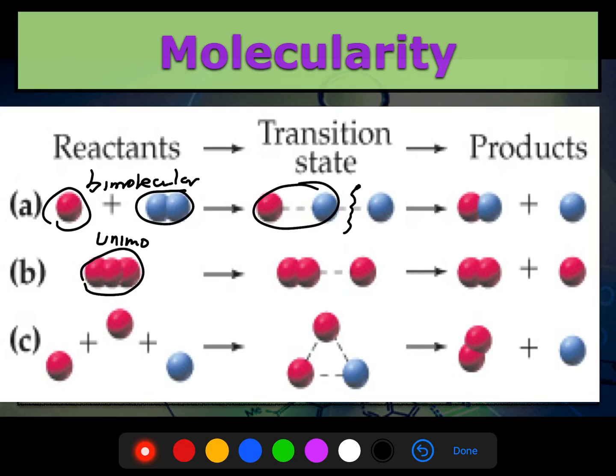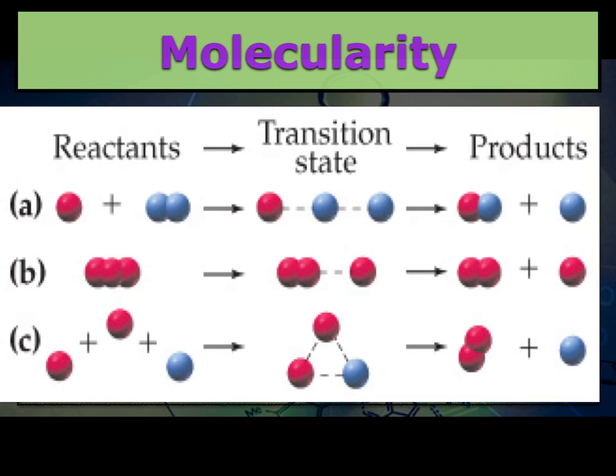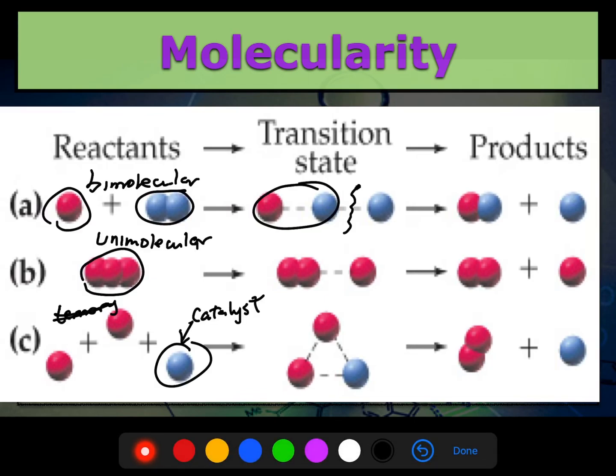For B, now we're looking at unimolecular. Now they show one particle. It doesn't have to be one particle, but what happens in a unimolecular reaction is that we're waiting for something to happen that changed for this particle, and then it can break apart. And in the third, the blue maybe represents a catalyst. And then this winds up being ternary. Not ternary, I'm sorry, I'm thinking proteins here for a second. That doesn't happen. Not ternary. Termolecular.